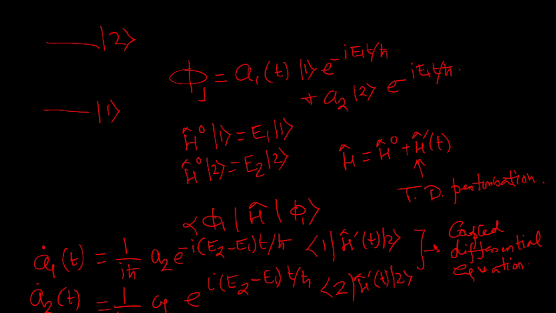As we say, the square of the coefficient denotes the probability. Therefore, the probability of state one is dependent on state two in time dependent perturbation. Now, this is a coupled differential equation. So what that means is that A1 is dependent on the coefficient of A2.